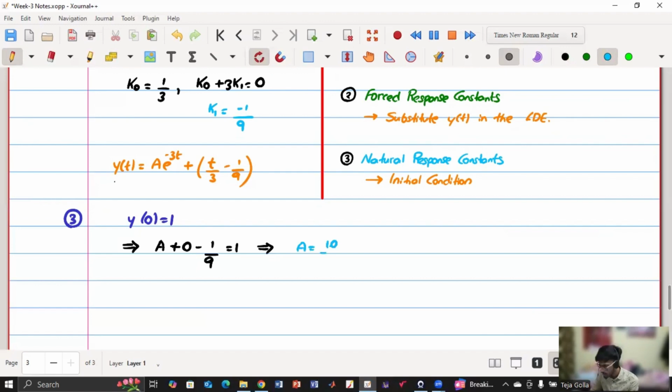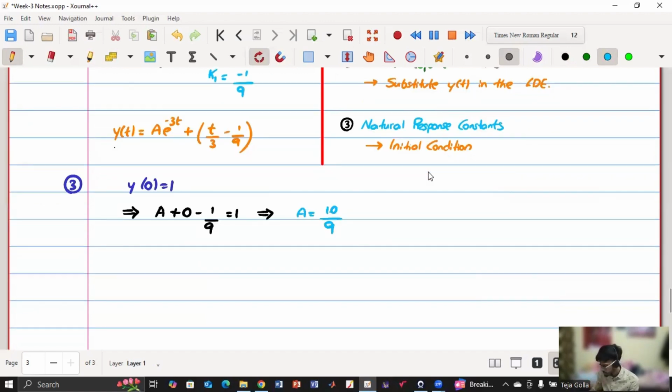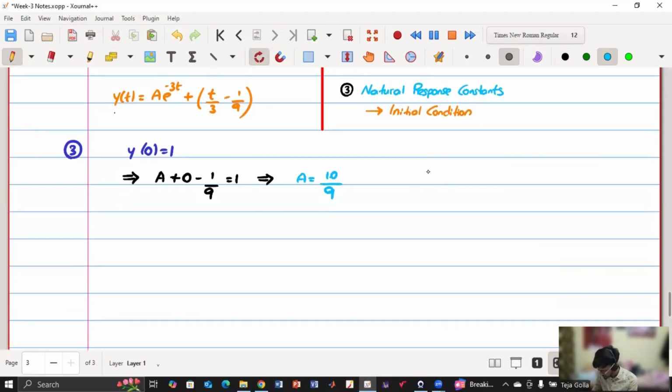So now let us write the final expression. Tell me what is y of t final expression? y of t is equal to 10 by 9 into e to the power minus 3t plus t by 3 minus 1 by 9. Very good. So this is the overall expression.